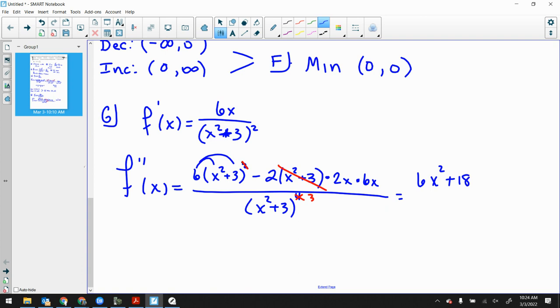So 6x squared plus 18, and then I've got a negative 2 times 2 times 6, so minus 24x, all over now x squared plus 3 cubed. That looks like my g double prime, or f double prime, whatever that may be, f double prime.